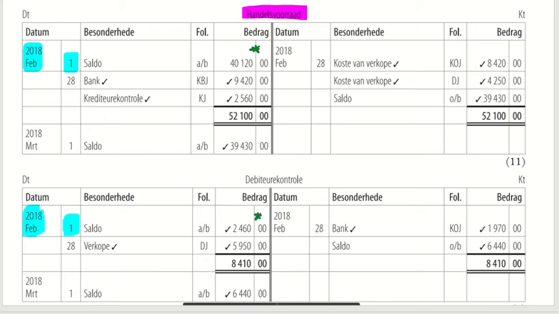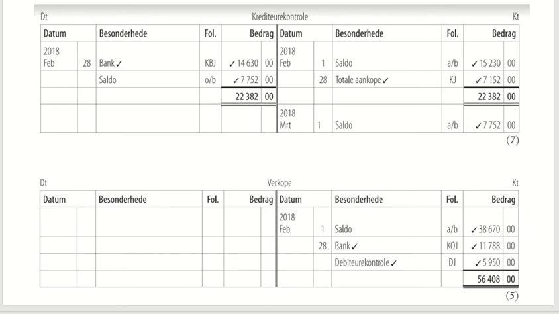Okay, in English it's not going to be AB, it's going to be brought down, so it's going to be BD. Okay, in Afrikaans staan dit vir afgebring. Okay, then after that we have creditors control. Now creditors control is a liability, and liabilities increase on the credit side. So that is why the 15,230 comes on the credit side.